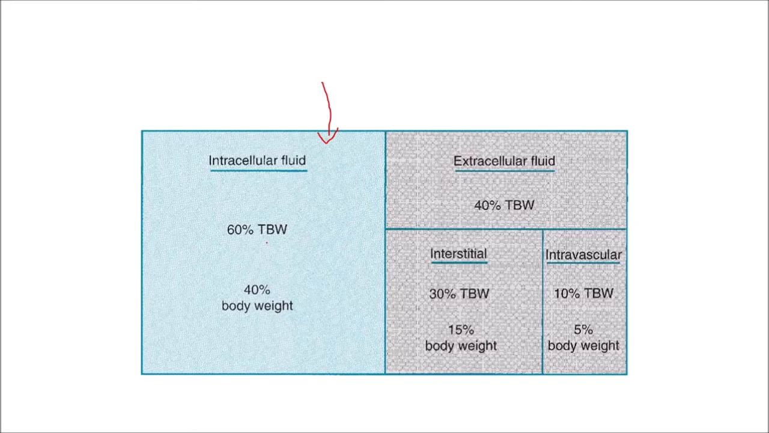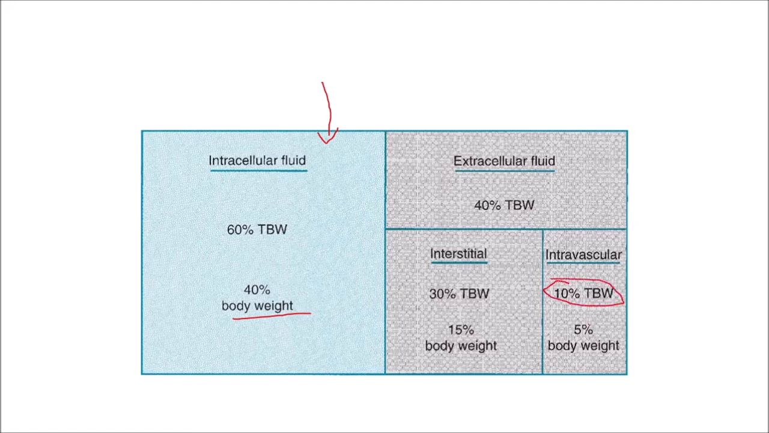Of your extracellular fluid, fluid that's outside of your cells, that's 40% of your total body water, and 30% of that is in your interstitial tissue, so in between the cells, and 10% is in your intravascular. So 10% of your total body water is in your blood. That is 5% of your body weight. So 5% of your body weight is in your bloodstream.